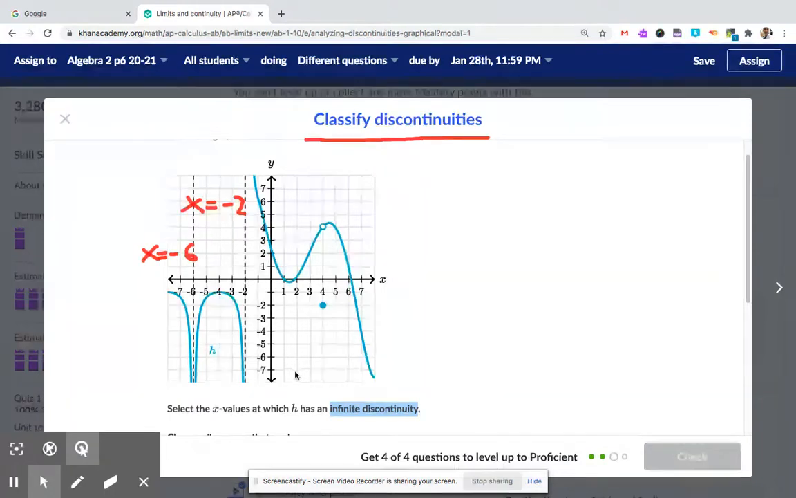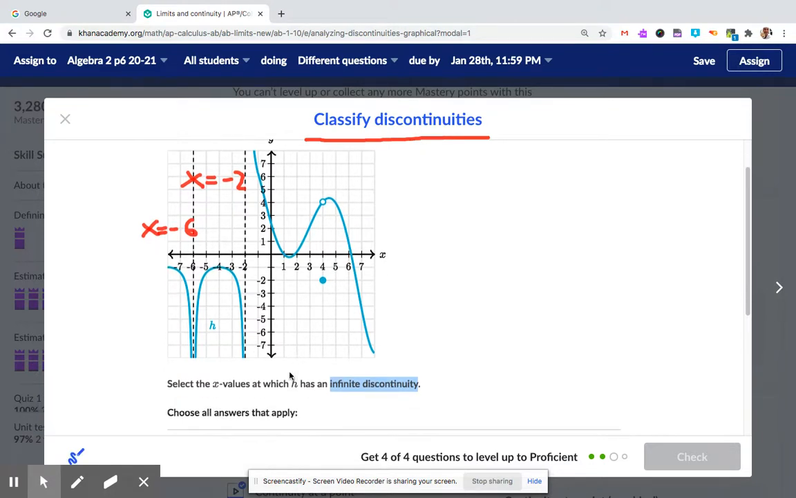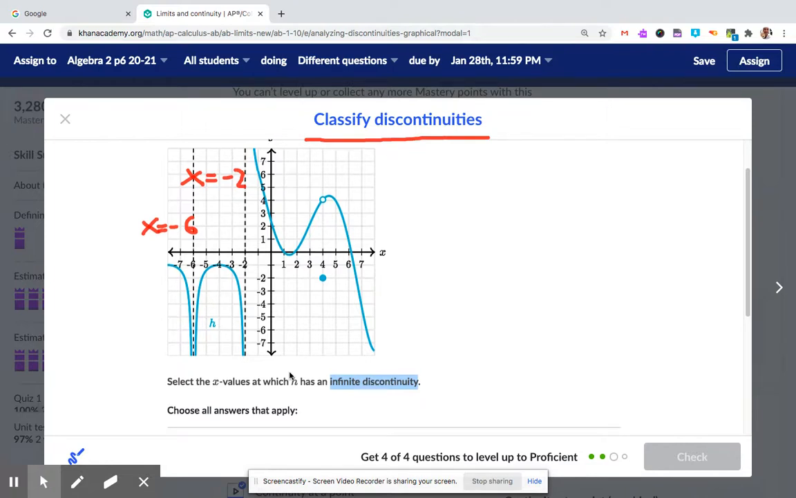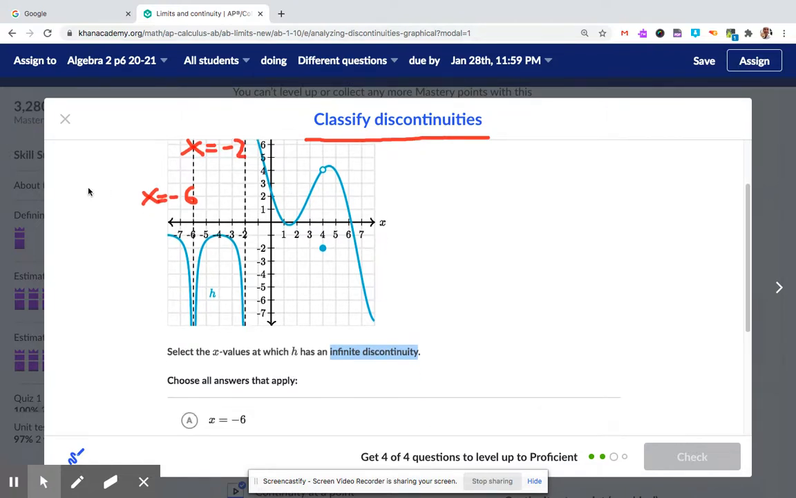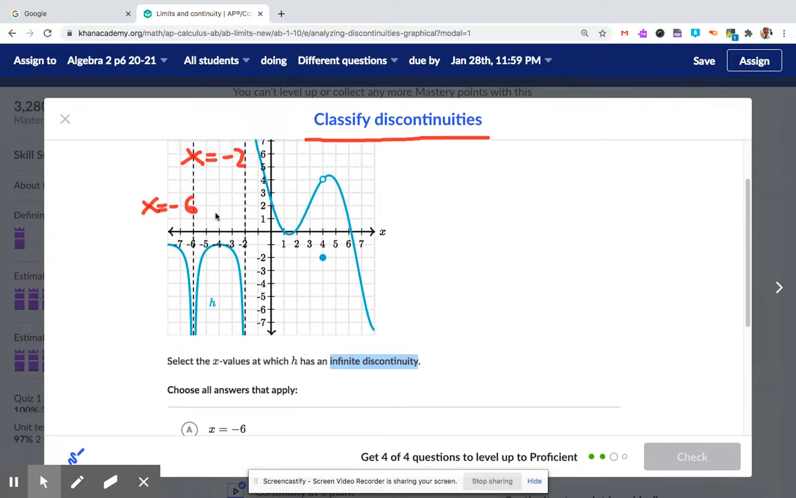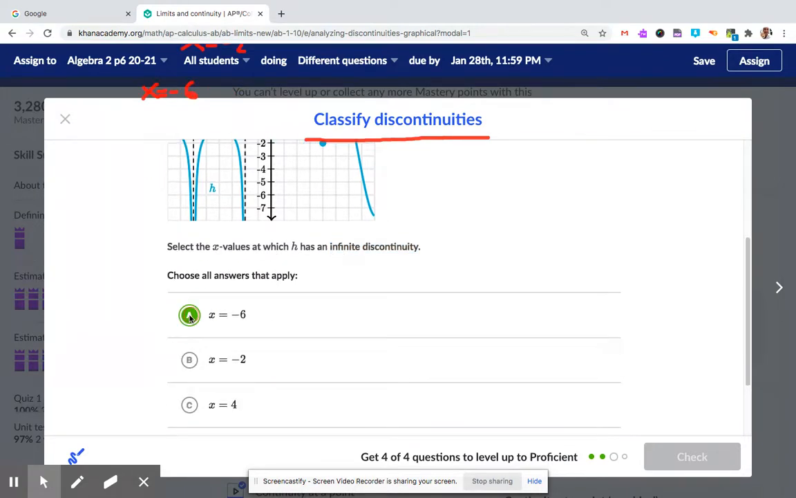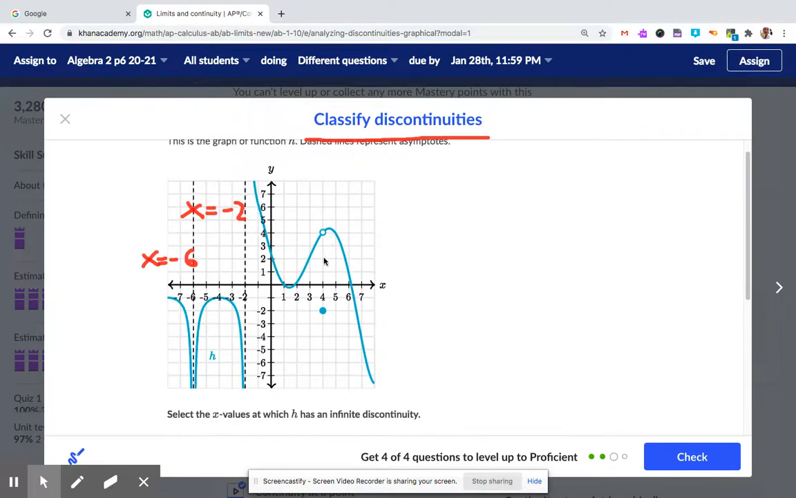Oftentimes with these problems, vocabulary is dependent on the program or the textbook. So just make sure you adhere to the AP Calculus definition of an infinite discontinuity: -6 and -2. Of course, 4 is a removable.